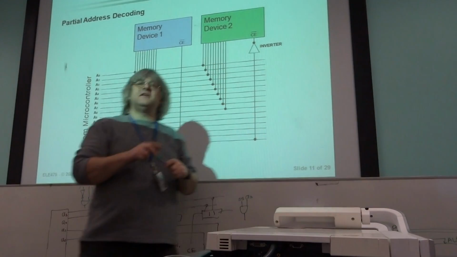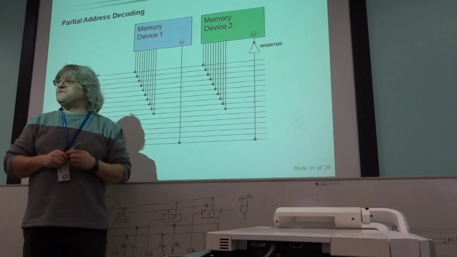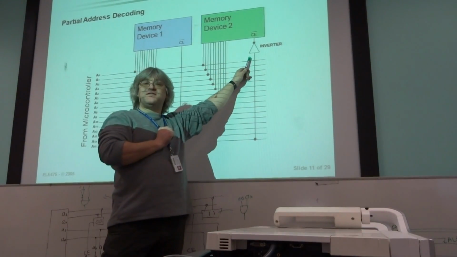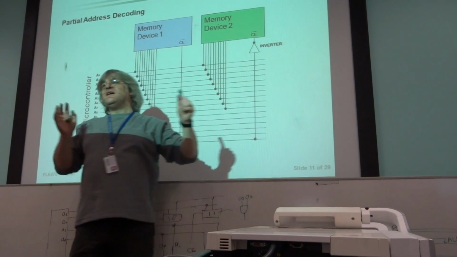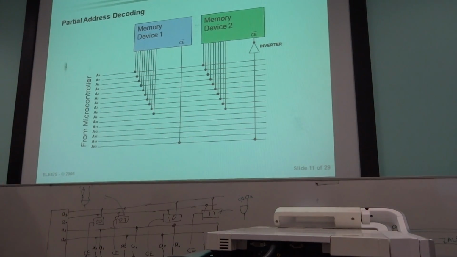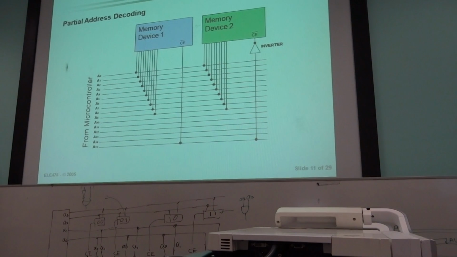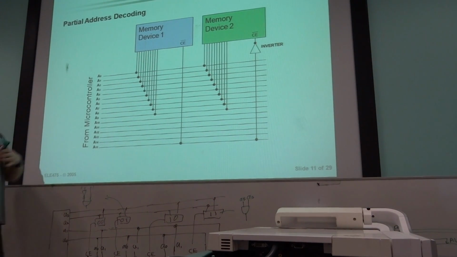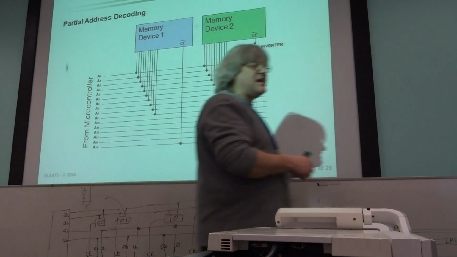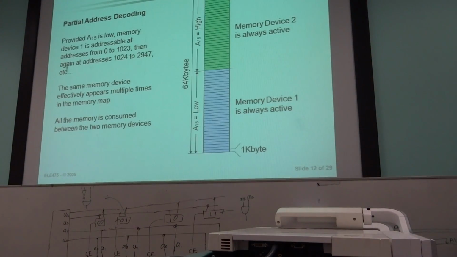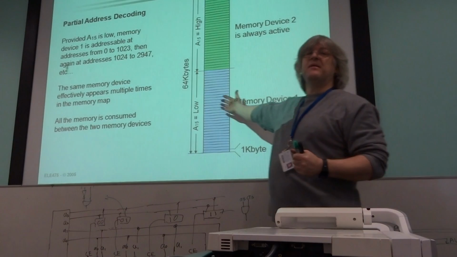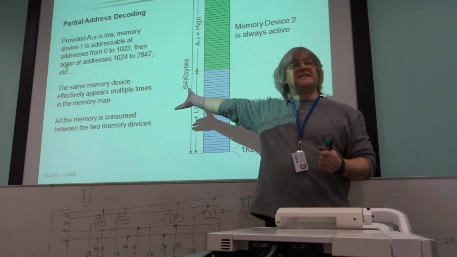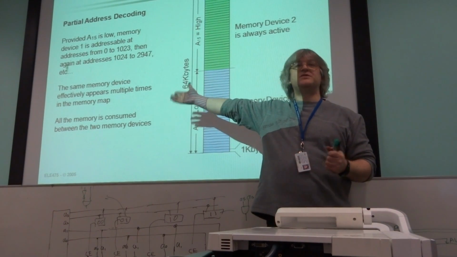You'll notice the complexity of the address decoding is phenomenal. It's just one inverter. So the advantage of partial address decoding is the complexity of the address decoding is very, very simple. The downside of partial address decoding is there'll be multiple combinations that exist in your memory map that effectively allow you to access the same device, which is wasteful.